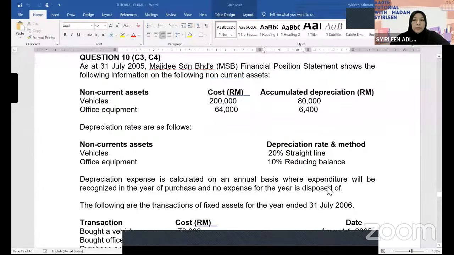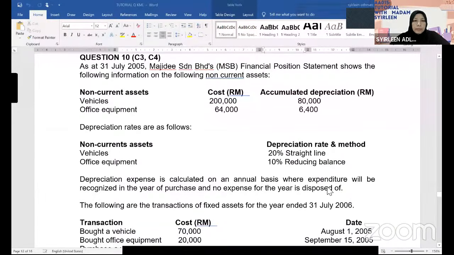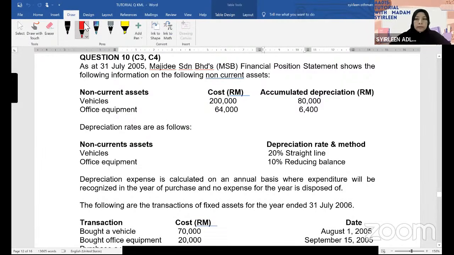Okay, untuk nombor 10, kalau you tengok dekat sini, we have Majidis dan Berhad. Okay, so this transaction starts from 31st of July 2005. Okay, so they give you the financial position statement here. Okay, you ada dua jenis aset, which is the vehicles and the office equipment. Okay, and then dia bagi dekat you dekat bawah ni is the depreciation rates, okay, and the method used. All right, so untuk vehicles, we are using straight line with a percentage of 20%.